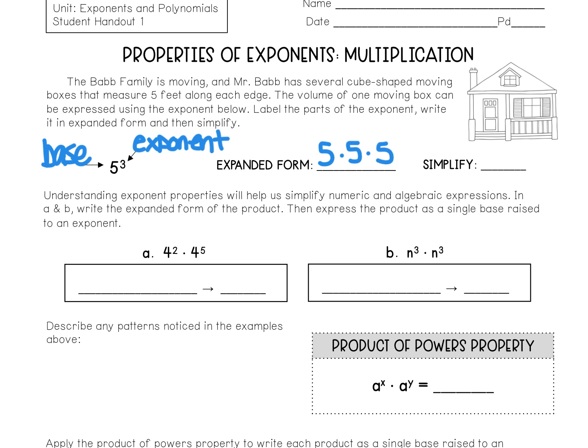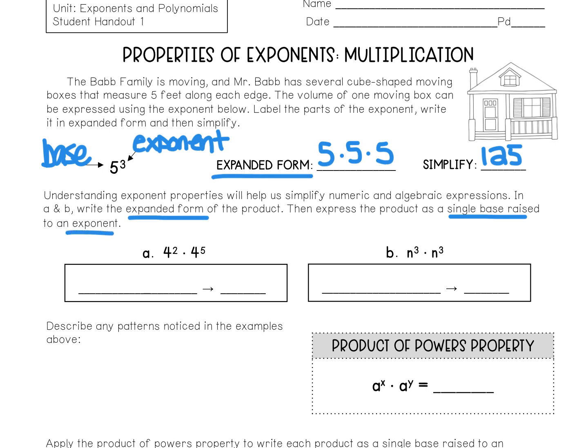And if we wanted to take our calculator and multiply 5 times 5 times 5, it would simplify to 125. You can also put 5 to the third power in your calculator by using the little caret. So when we talk about simplifying numeric and algebraic expressions, in these next two examples, write in expanded form. So we're going to take it and multiply it out, and then express it as a single base. So a single big number is the base to an exponent.